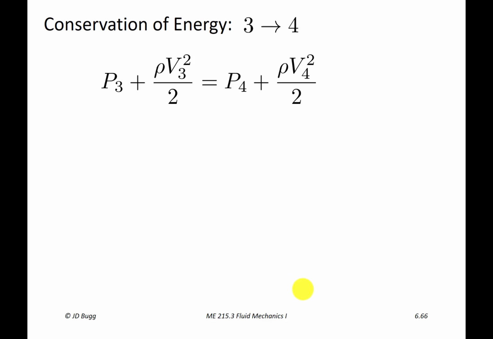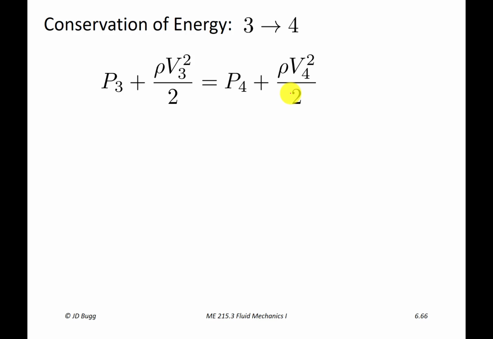So here's where we do Bernoulli's equation from 3 to 4. Notice we've jumped across the rotor plane here, going from immediately downstream of the rotor plane to location 4, which is the exit of our control volume. And so P3 plus rho V3 squared over 2 equals P4 plus rho V4 squared over 2. Again, there's no shaft work from 3 to 4, and it's a frictionless flow with no elevation change. So Bernoulli's equation relates pressure and velocity between those two locations.